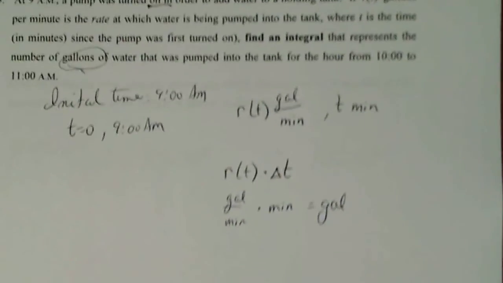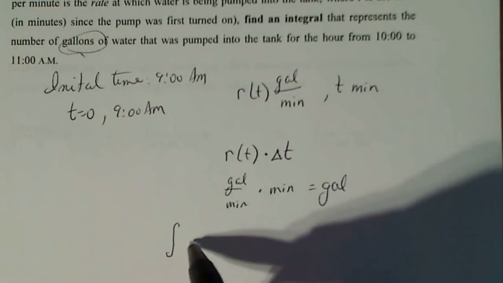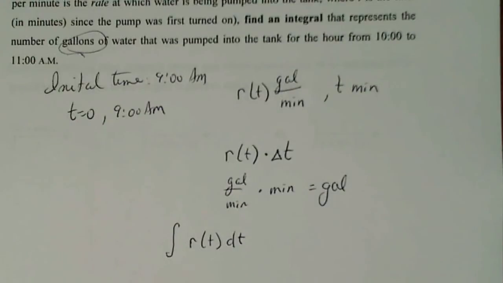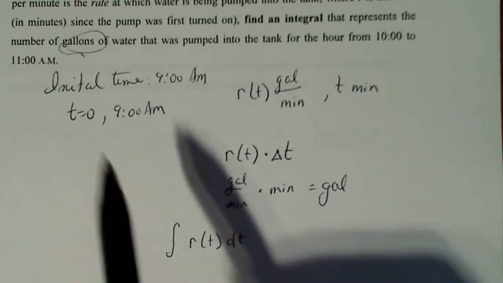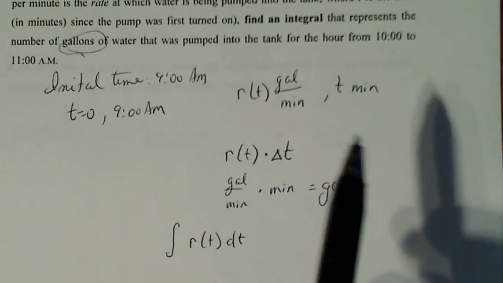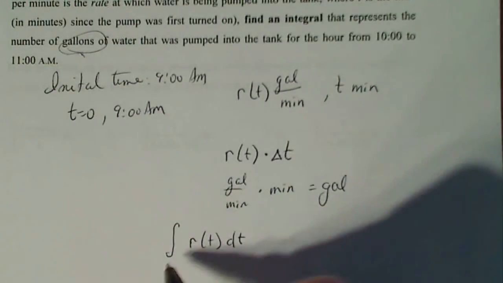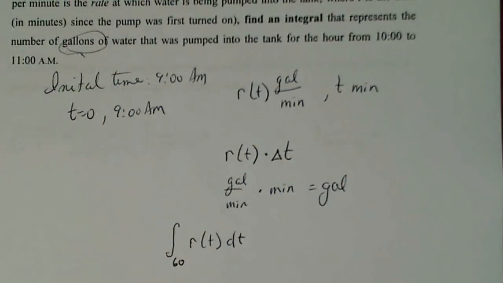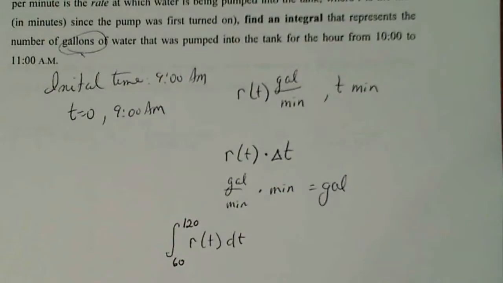Now, if I add up all of those R of t dt's, where delta t gets really small, I need to add up for the time interval in question. Now, when t equals 0, it's 9 a.m. So what time is it when t is in minutes? Remember, what time is it at 10 o'clock? Well, that's 60. And then what time is it at 11 a.m.? Well, that's another 60 minutes, so it goes to 120.